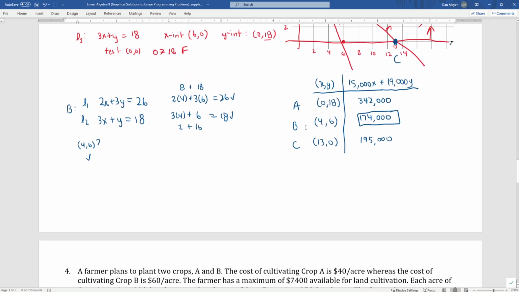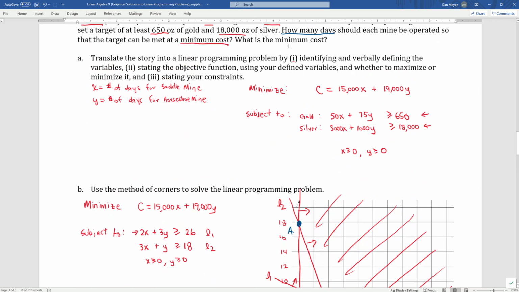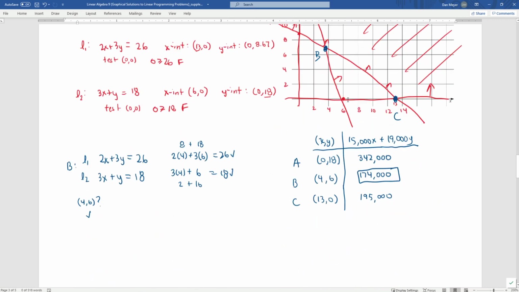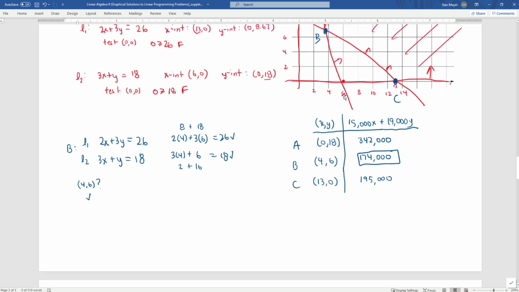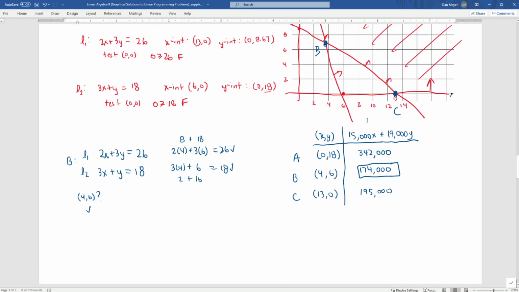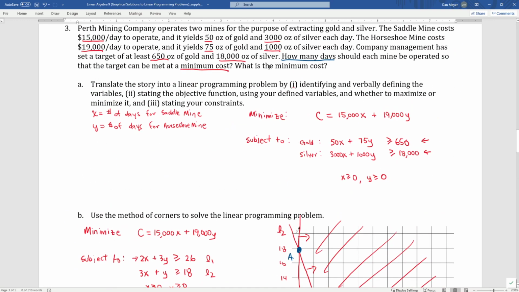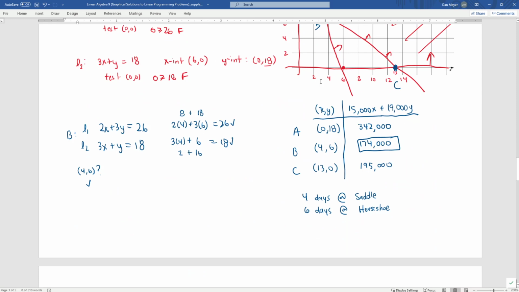our costs here. And so to answer the questions here, how many days should each mine be operated? What do we got here? Saddle and horseshoe. X is saddle, so 4 days at saddle mine, 6 days at horseshoe. And then the second part of the question here, what is the minimum cost? Okay, minimum operating cost, operating costs of $174,000.